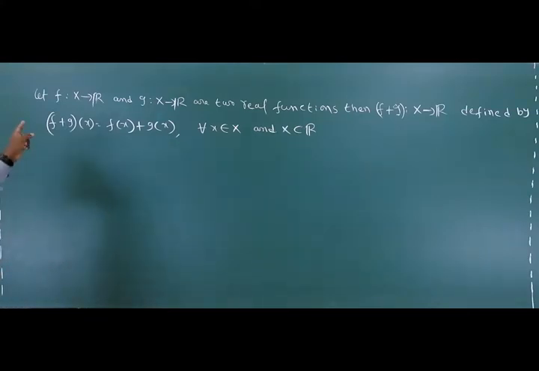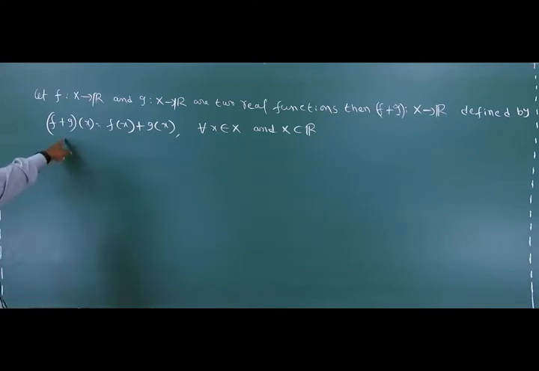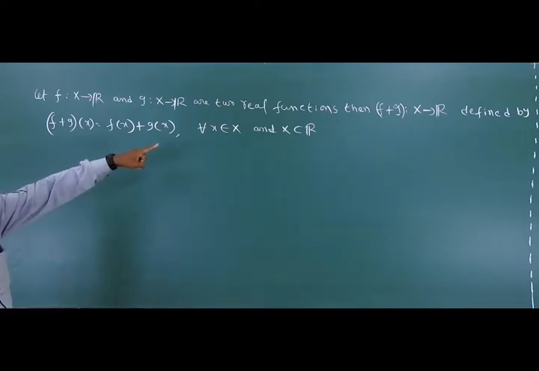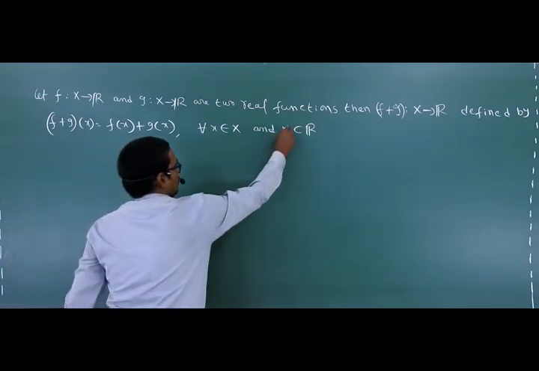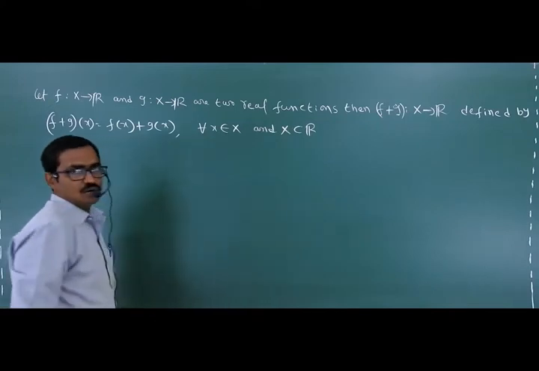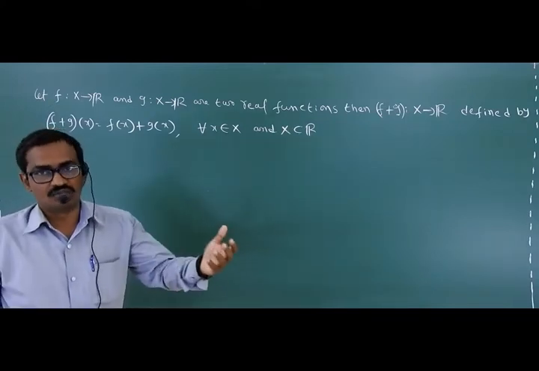Once again see, if f from X to R and g from X to R are two real functions, then f plus g from X to R is defined by (f plus g)(x) is equal to f(x) plus g(x), for all x belongs to capital X and capital X is a subset of capital R. So when you add any two real functions, the resulting function is also a real function.